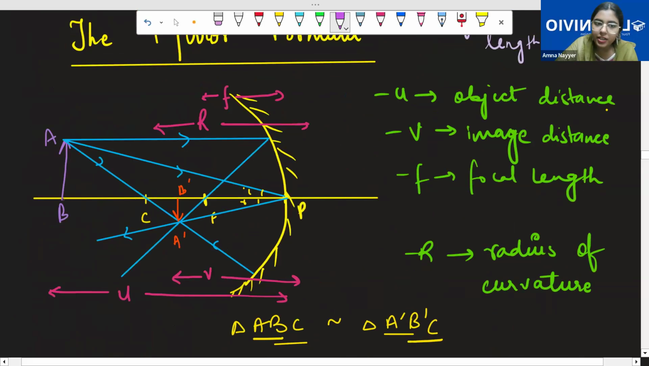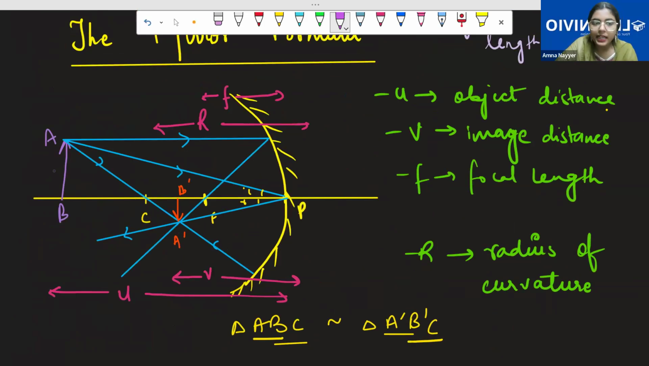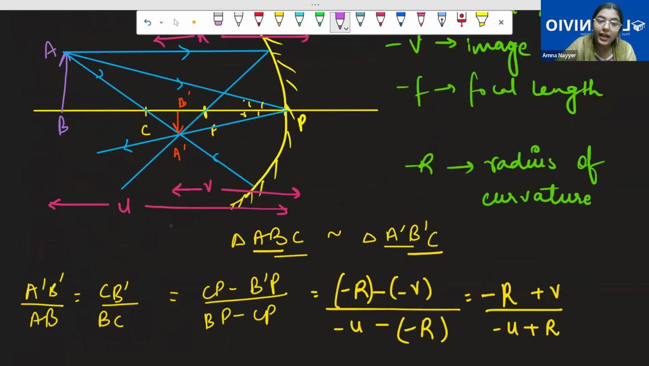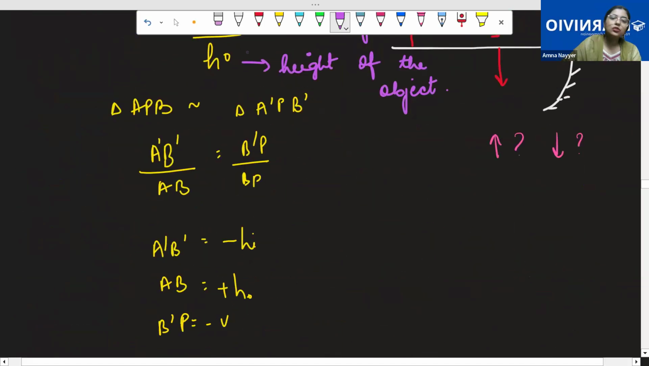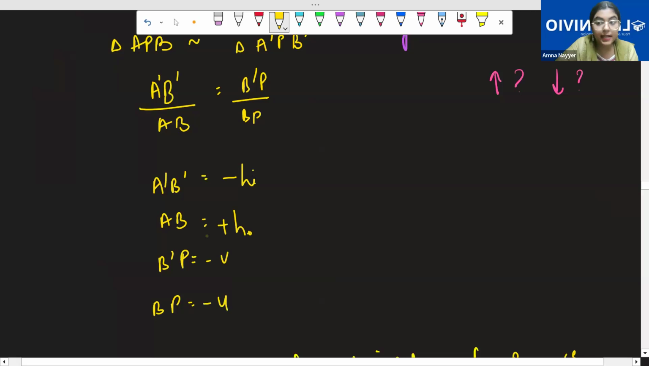It was the height of the object. A dash B dash was the height of the image. This is above the principal axis, so the height of the object will be positive, while this is below the principal axis, so the height of the image will be negative. So we'll just use that negative part. So A dash B dash is minus HI, and AB is plus H naught.